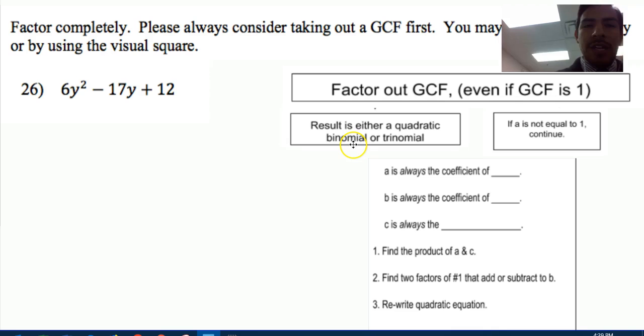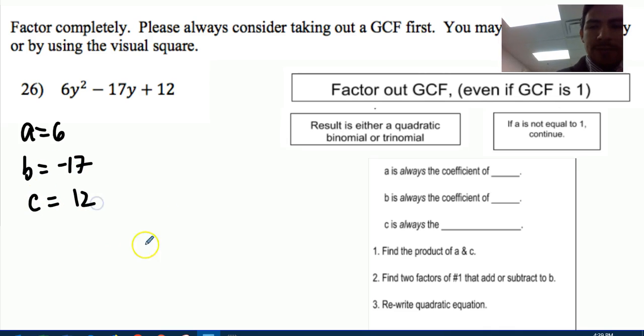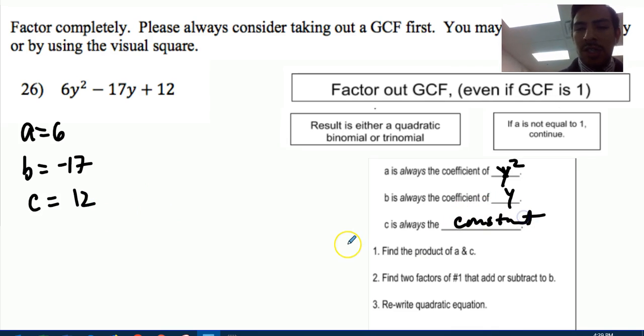A is not equal to 1. And if you're not sure what A is, I'll tell you. A is equal to 6. B is equal to negative 17. And C equals 12. A is always a coefficient of x squared, or y squared. B is always a coefficient of y. And C is always a constant. In case you weren't sure.